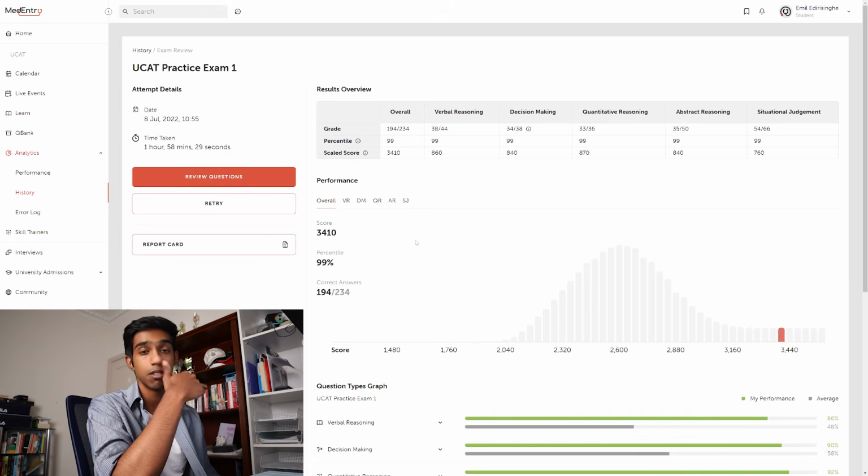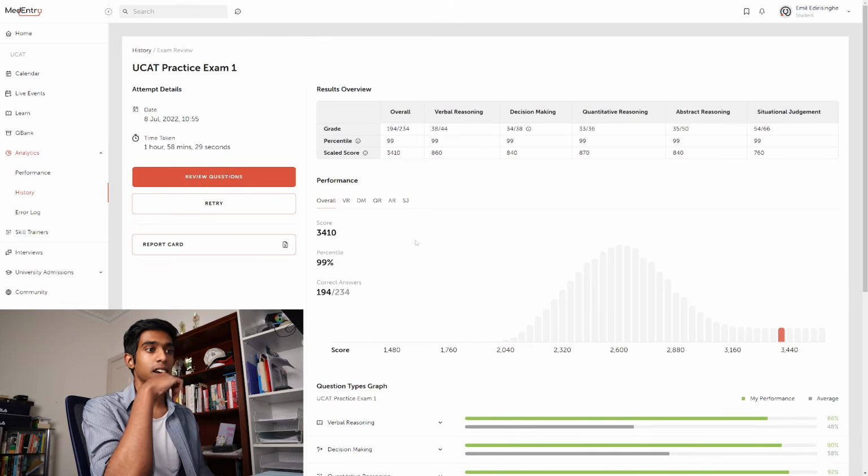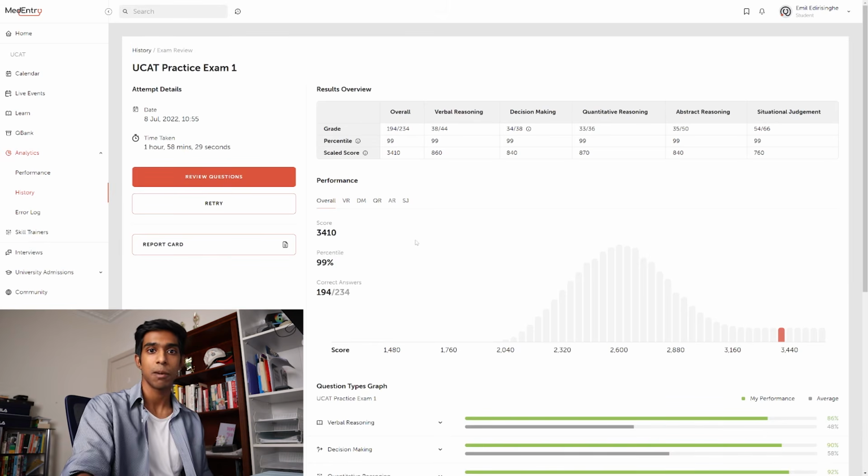I thought abstract reasoning would have been much worse, but it seems that a lot of other people found those patterns quite hard as well. So I'm really happy with this overall.